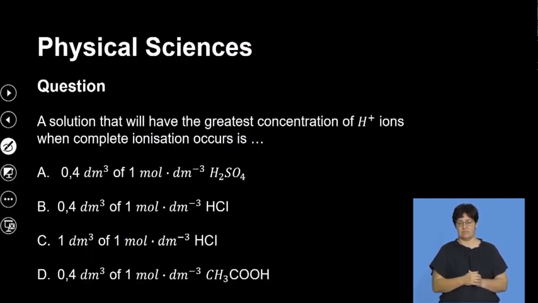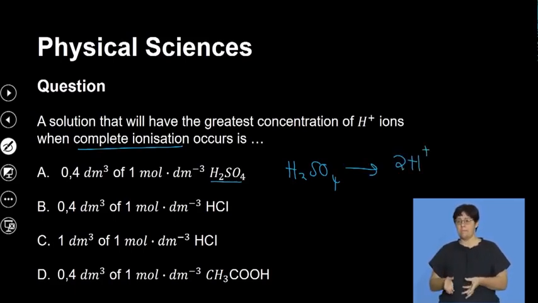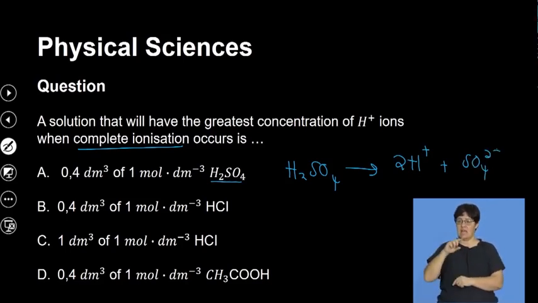And then in the next question, we have a solution that will have the greatest concentration of hydrogen ions when complete ionization occurs. So what do we have here? We've got sulfuric acid. For every mole of sulfuric acid, we actually get double the number of moles of hydrogen ions, okay? And the sulfate, 1. So the ratio is 2:1 in terms of the product.